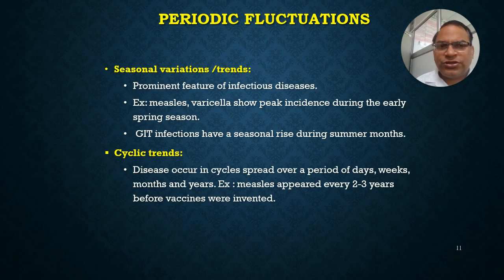Coming to periodic fluctuations, seasonal variations or trends, which are prominent features of infectious diseases. Example, measles and varicella show peak incidence during the early spring season. Then GIT infections, that is gastrointestinal infections, have a seasonal rise during summer months. Then cyclic trends, diseases which occur in cycles spread over a period of days or weeks, even months and years. Examples, measles, which appeared every 2 to 3 years before vaccines were invented for measles.